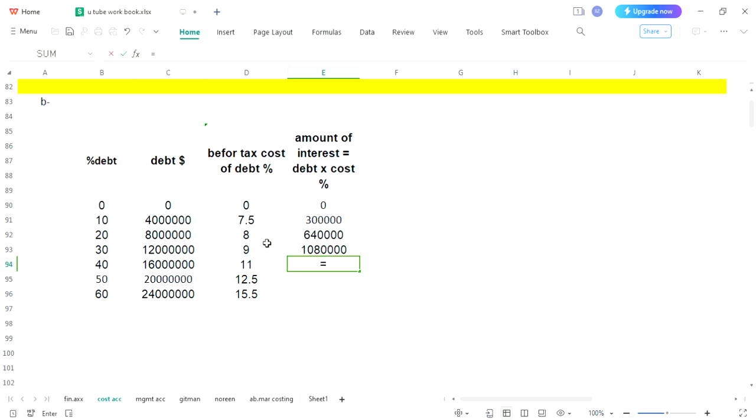Then we have our third case where 16 million was the debt, and you need to calculate 11%. So multiply by 11 divided by 100. In next case, 20 million was amount of debt. We need to calculate 12.5%. So you will multiply 12.5 and divide it with 100. And then finally we have 24 million debt, and you need to multiply it with 15.5 divided by 100. So we have filled the second column as well. Second part, blank column has been filled.